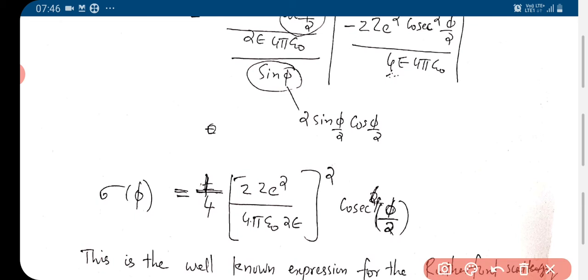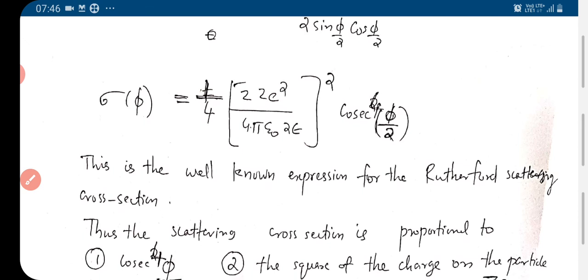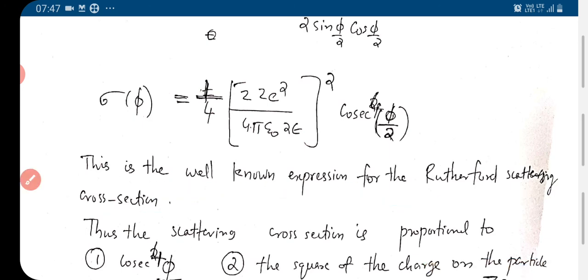when we make these changes and multiply, we will be getting sigma phi, the scattering cross section as a function of phi, as equal to 1 by 4 times z Z e square over 4 pi epsilon 0 2E, whole square, cosec raised to 4 phi by 2. This is a well-known expression for the Rutherford scattering cross section.